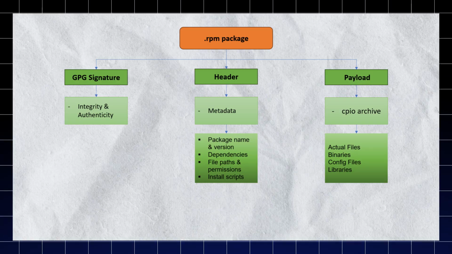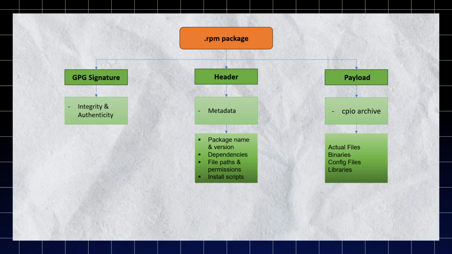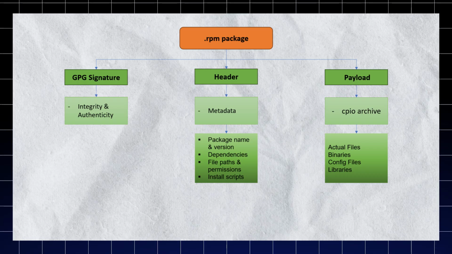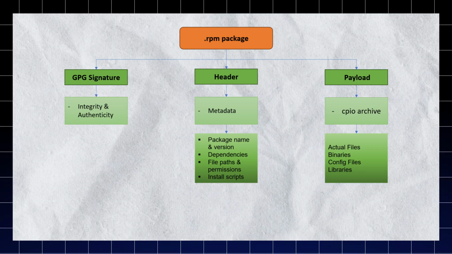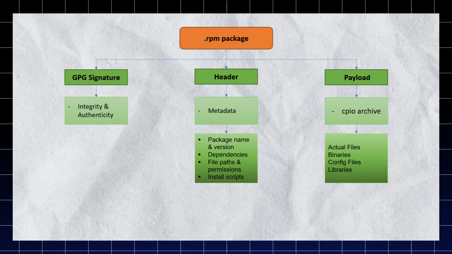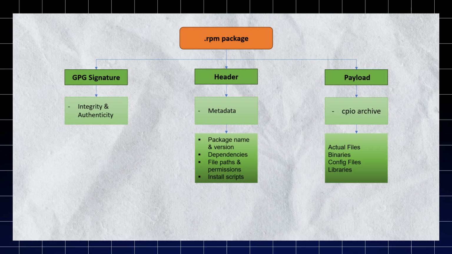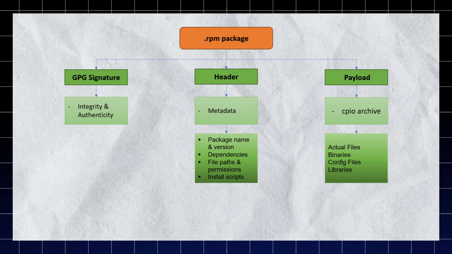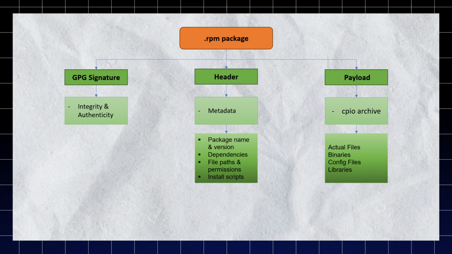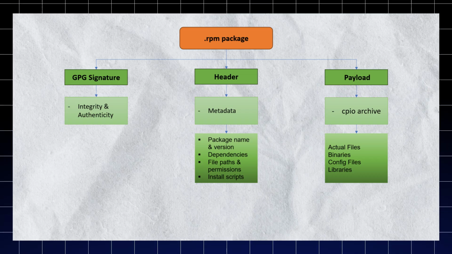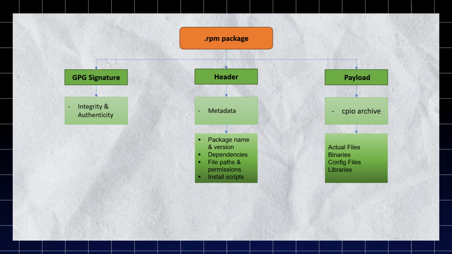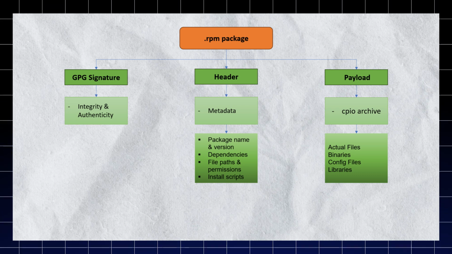During installation, RPM first reads the header to understand dependencies and instructions, then runs the pre-install scripts, extracts the payload files into their target locations, and finally runs the post-install scripts. So the key idea to remember is this. The header controls the installation logic, and the payload delivers the actual software. Once you understand this separation, RPM packages become much easier to analyze, troubleshoot, and compare with other package formats like DEB.